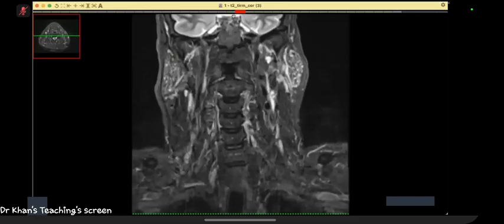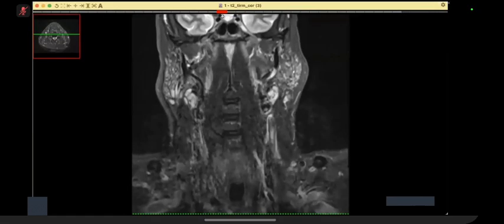parotid duct, and I think the parotid duct on the left side looks dilated. Where is it? Sorry. I'm looking at this area here.